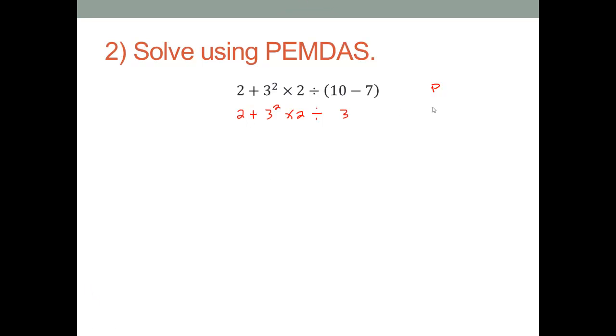Now I have exponents that I need to simplify. 3 squared, that means 3 times 3, which is simply 9. Keep everything else just like it is. Again, I have multiplication and division in this problem. So again, multiplication comes first, since that's what I see first as I go from left to right, between the 9 and the 2.